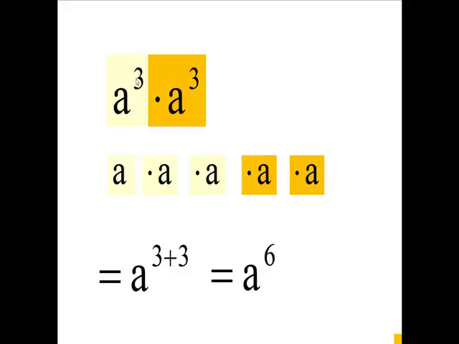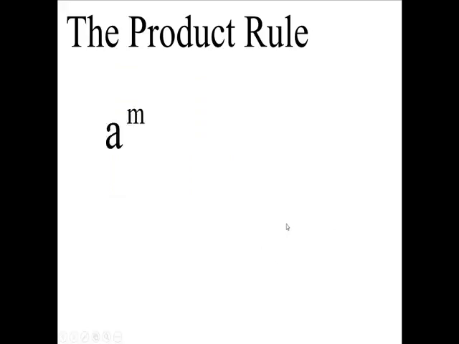Now, when you add a cubed times a cubed, all we did is add 3 plus 3 to get 6. So now we're going to come up with a rule here called the product rule, that if you have this times this, a to the m times a to the n, what did you do with the 3 and the 3? You added them, didn't you? So now my rule is to write a to the m plus n, where you add the exponents.